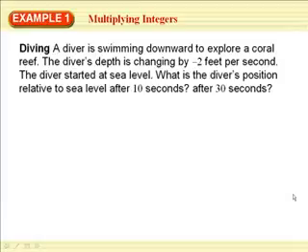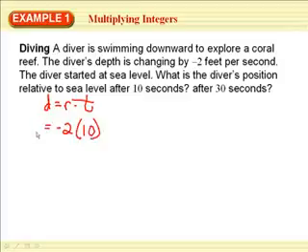So in this case right here, there's some distance. We can use the distance formula, which you guys know, distance equals rate times time. So his rate is -2 feet per second. He's going down -2 every second. Where is he going to be after 10 seconds, which is time? Where's his distance? He's going to be at -20. So he's going to be 20 feet below sea level. Where's he going to be after 30 seconds? He's going to be 60 feet below sea level.